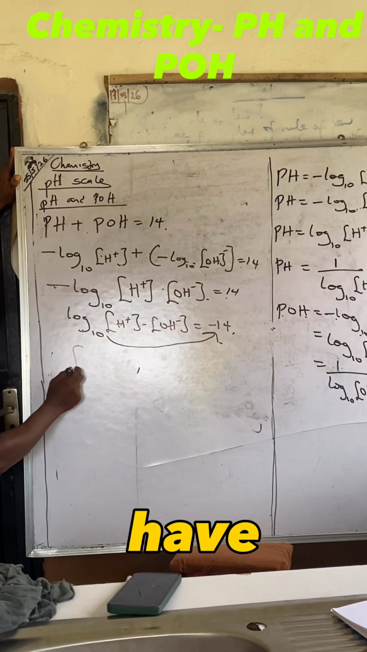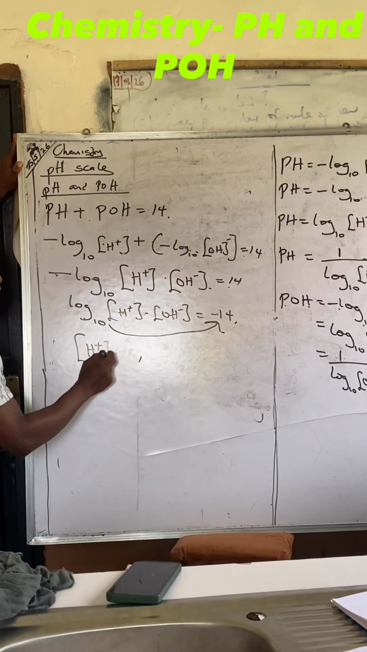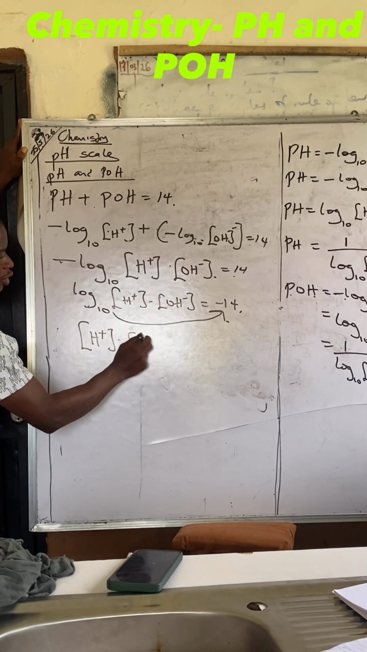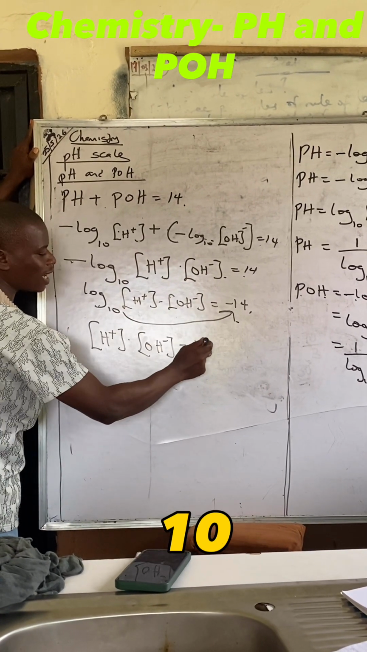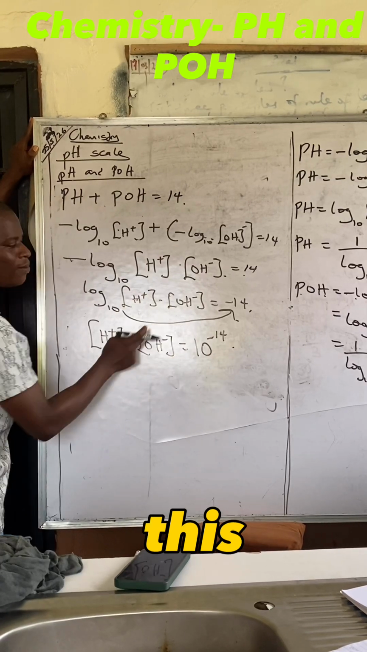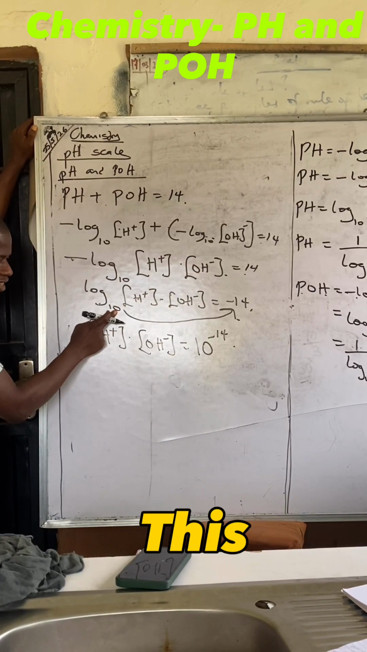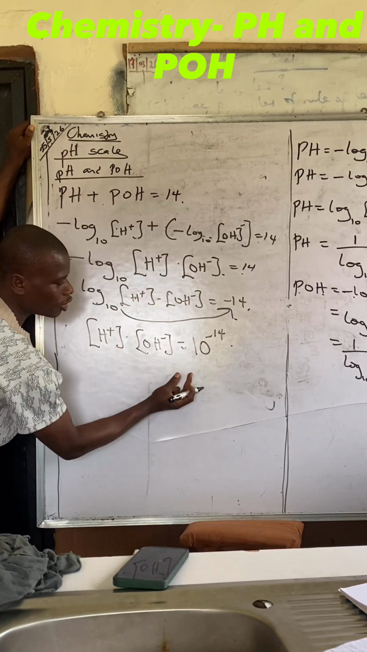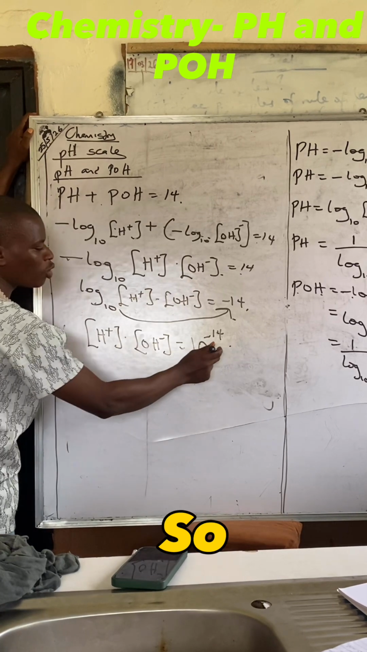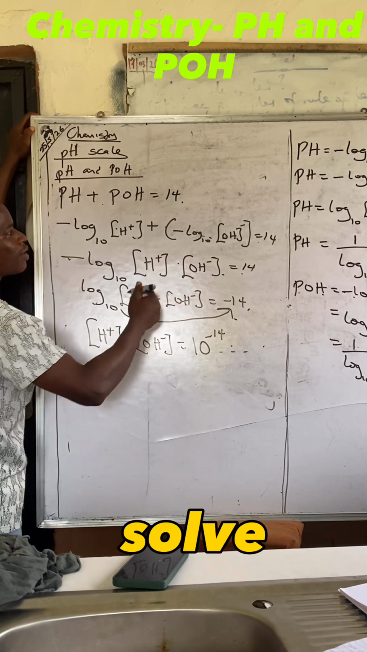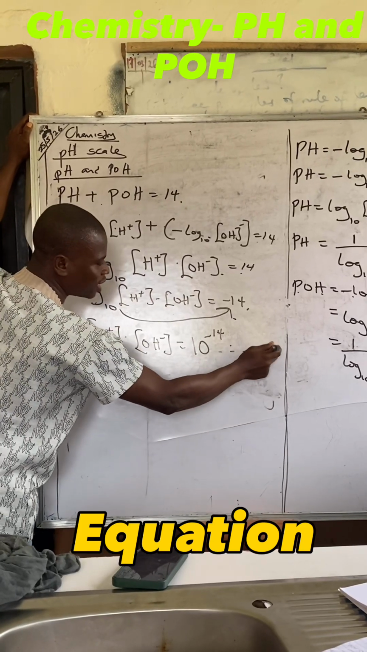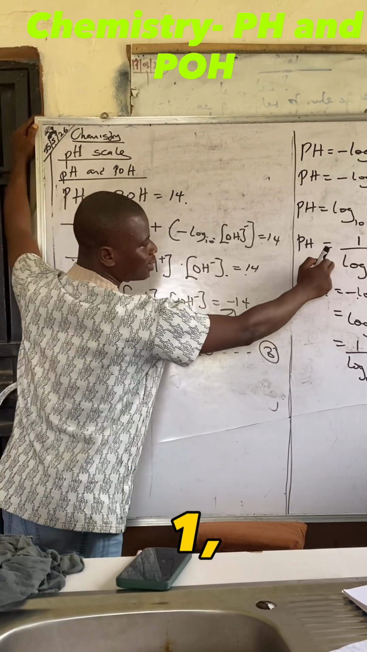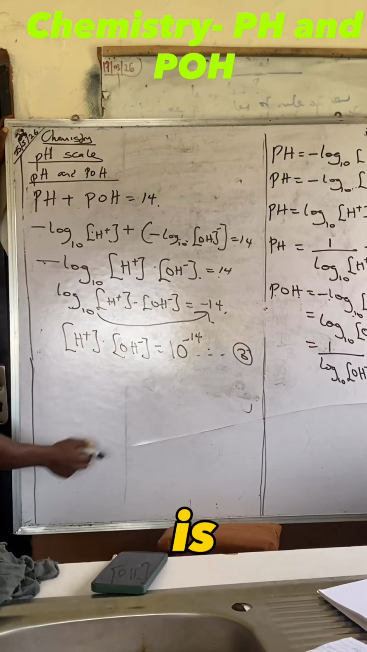So you are going to have [H+][OH-] equal to 10 raised to power minus 14. We call this elimination of logarithm. This 10 is not going to the other side, so it raises the power up. This is one of the formulas you can use to solve any questions on pH and pOH. That is equation 3 for today: this is 1, this is 2, and this is 3 for today.